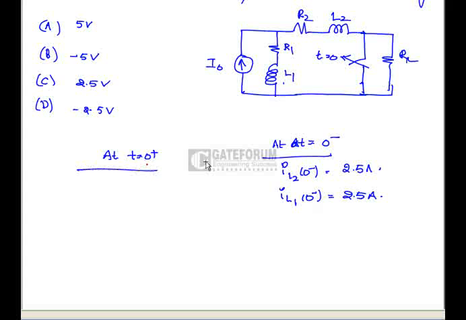So at t equals 0 plus, IL2 of 0 plus equals IL2 of 0 minus, which is equal to 2.5 amps. Hence, the voltage across the load resistor at t equal to 0 plus is equal to 2.5 volts, which is option C. Option C is correct.